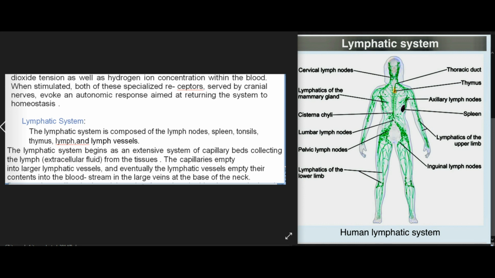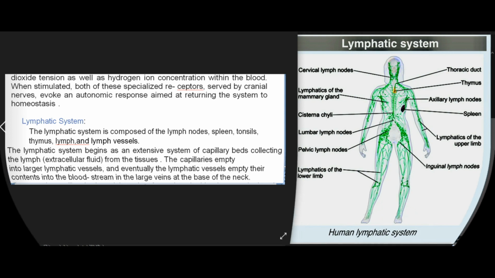Lymphatic system. The lymphatic system is composed of the lymph nodes, spleen, tonsils, thymus, lymph, and lymph vessels. The lymphatic system begins as an extensive system of capillary beds collecting the lymph, extracellular fluid, from the tissues. The capillaries empty into larger lymphatic vessels, and eventually the lymphatic vessels empty their contents into the bloodstream in the large veins at the base of the neck.